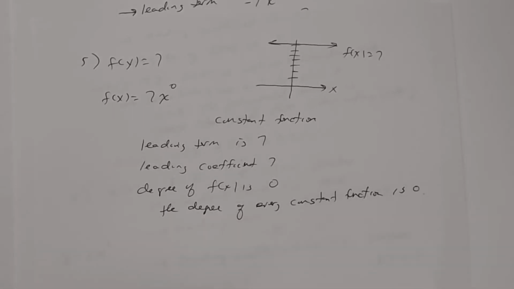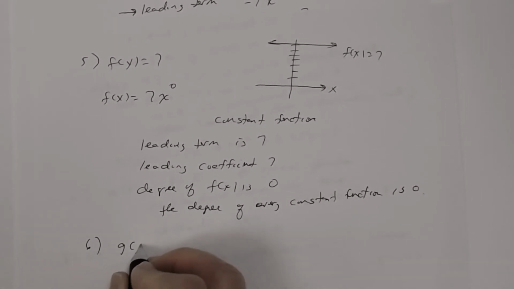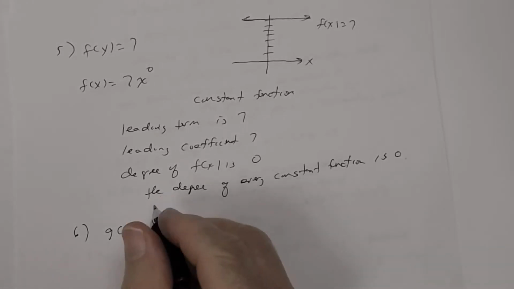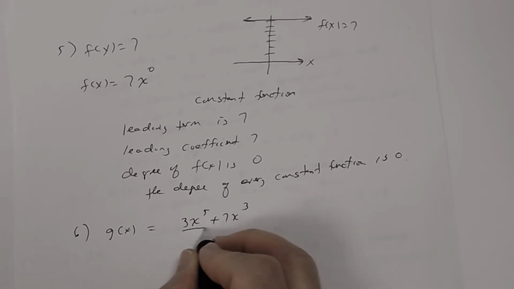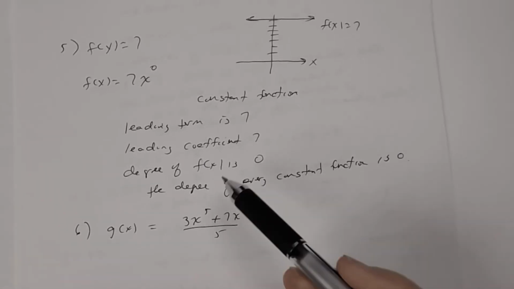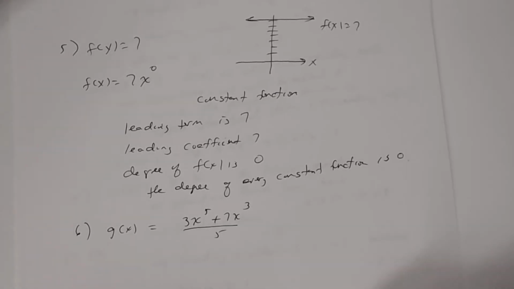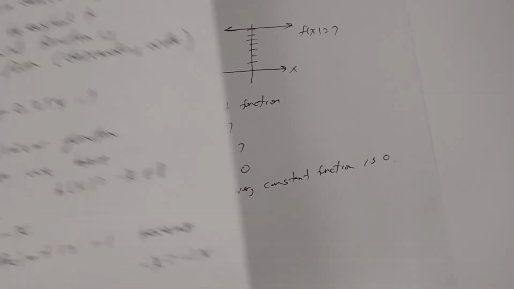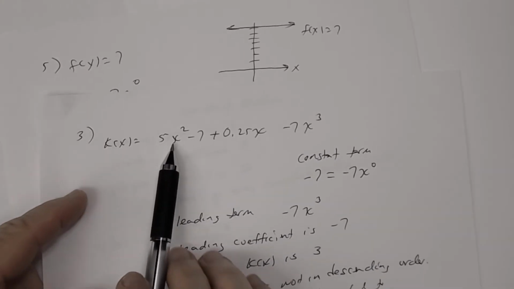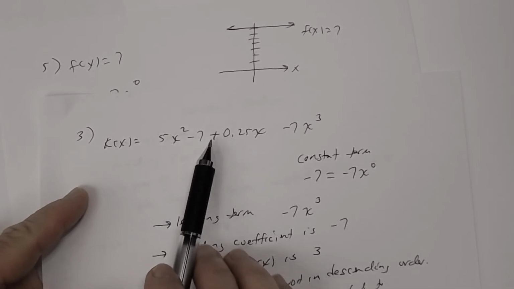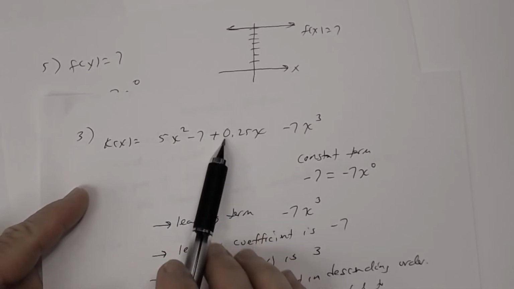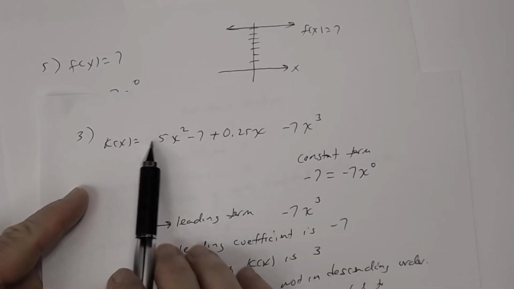Okay? All right, let's look at number 6. Number 6, let's suppose we had this one. Now, we're going to have a little discussion with this one. So we have g of x equal 3x to the 5th plus 7x cubed, all divided by 5. Now, I want you to notice something. If you look at number 3, or number 4, it doesn't matter. But let's look at number 3. Do you agree? I'm going to count the terms. Here's one term. Here's the second term. It's a constant term. Here's the third term. Here's the fourth term. So this has 4 terms, right?